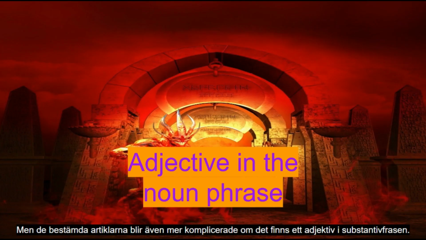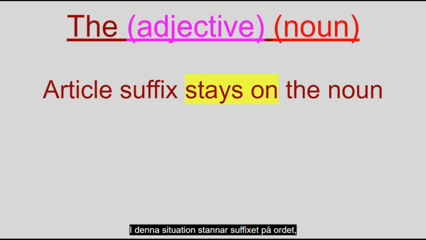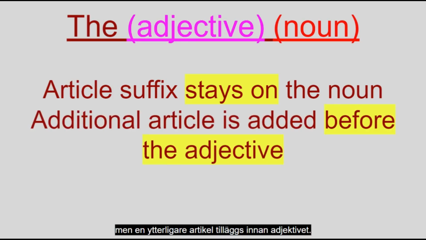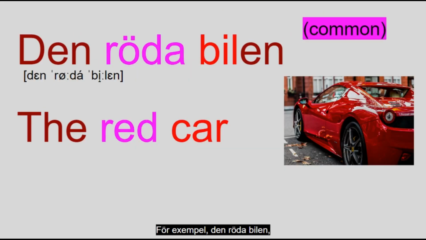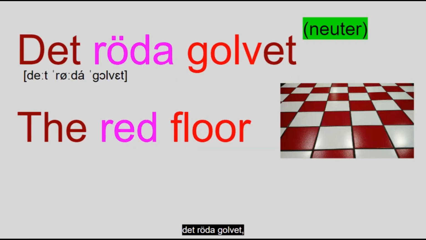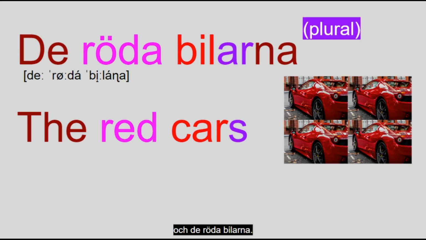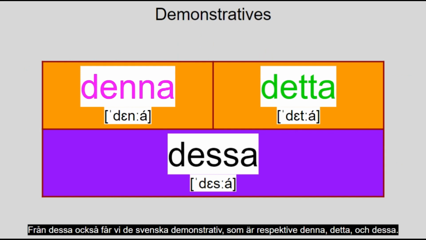But the definite articles get even more complicated if there's an adjective in the noun phrase. In this situation, the suffix stays on the word, but an additional article gets added before the adjective. This article is den for common nouns, det for neuter nouns, and de for all plurals. For example, the red car is den röda bilen, while the red floor is det röda golvet, and the red cars is de röda bilarna. From these, we also get the Swedish demonstratives, which are respectively denna, detta, and dessa.